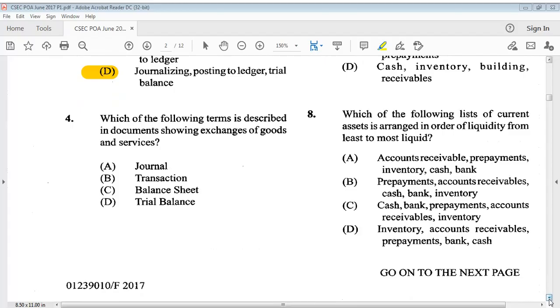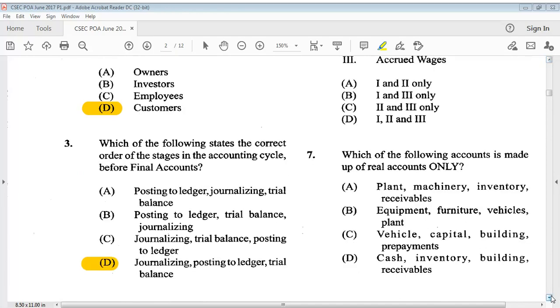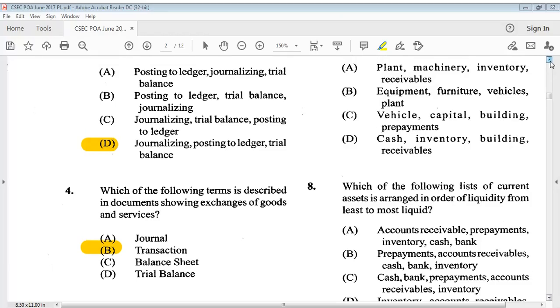It says, which of the following terms is described in documents showing exchanges of goods and services? That is B, transaction. Looking back at number 4, this is quite a problematic question. The way CXC structured it, that's the best answer that we could select. So there's a little error in the way the question is structured.